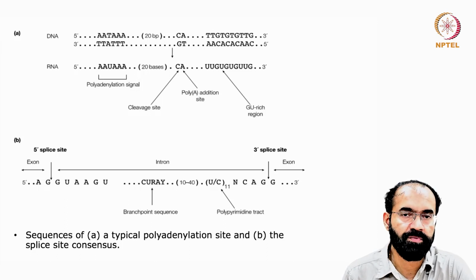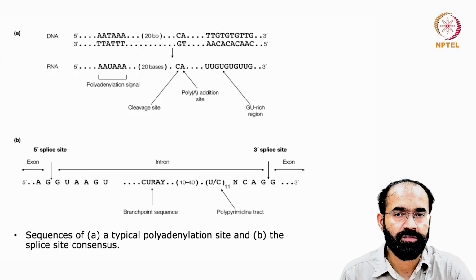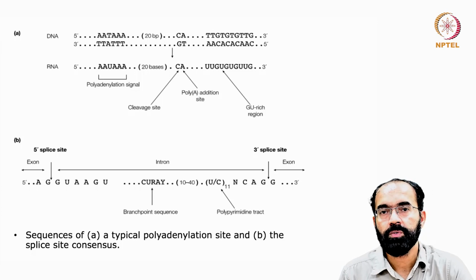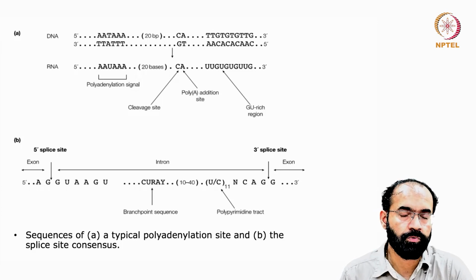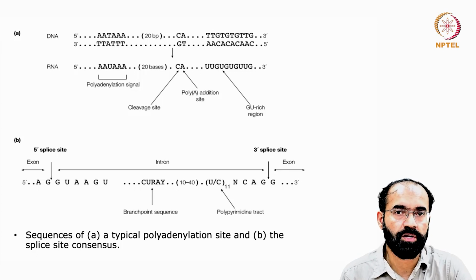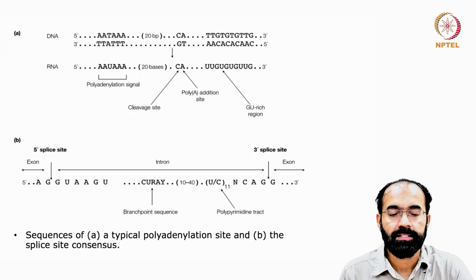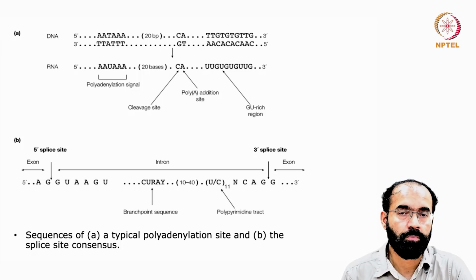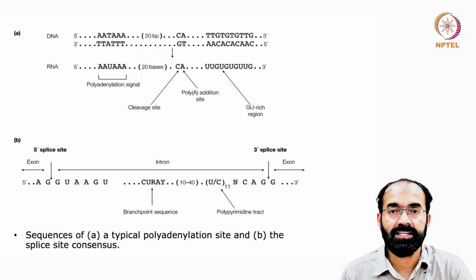Two trans-esterification reactions take place. We will see them in more detail, but more or less it is identical to that of group 1 and group 2 introns, more related to group 2 self-splicing introns, which we saw in the previous class. The only thing here in normal eukaryotic pre-mRNA splicing is that it is assisted by spliceosomal machinery, which comprises snRNAs.